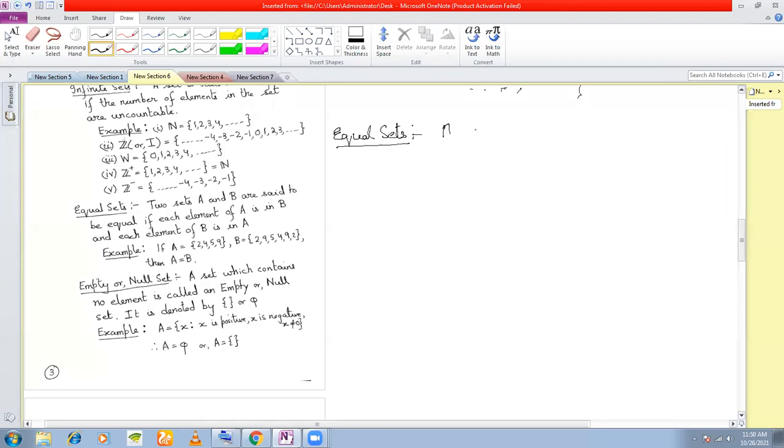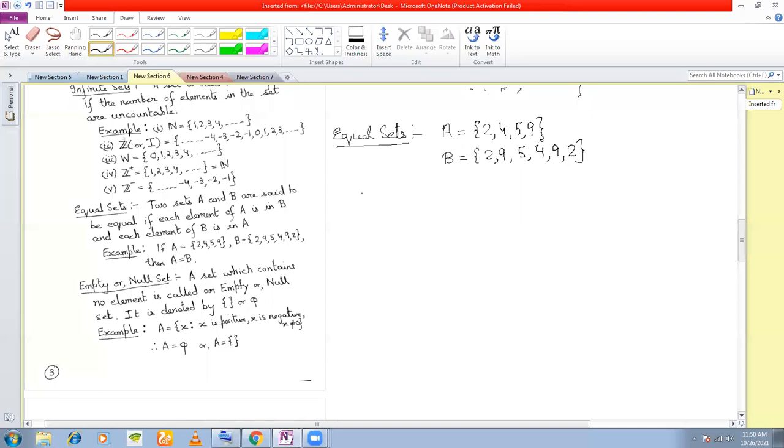Suppose A is equal to this set. This set contains 4 elements, and you have another set. This set contains 6 elements. Now, all the elements of A are in B. 2 is there in B, 4 is there in B, 5 is there in B, 9 is also there in B. Also, all the elements of B are also in A. 2 is in A, 9 is in A, 5 is in A, 4 is in A. So all the elements of B are also in A, although the number of elements are different.